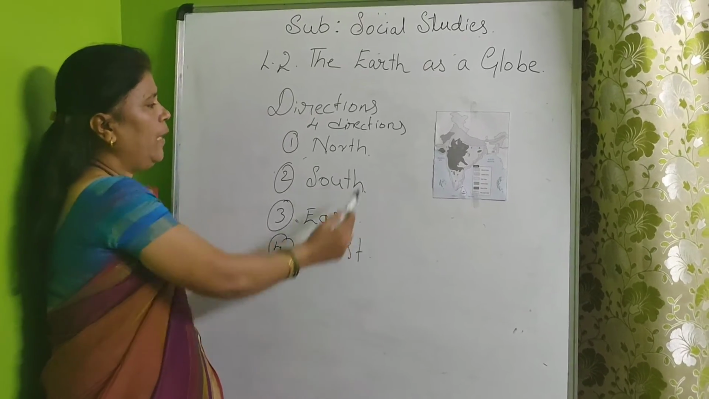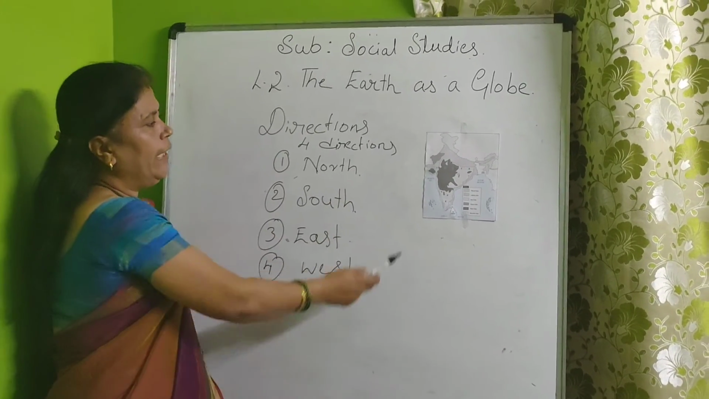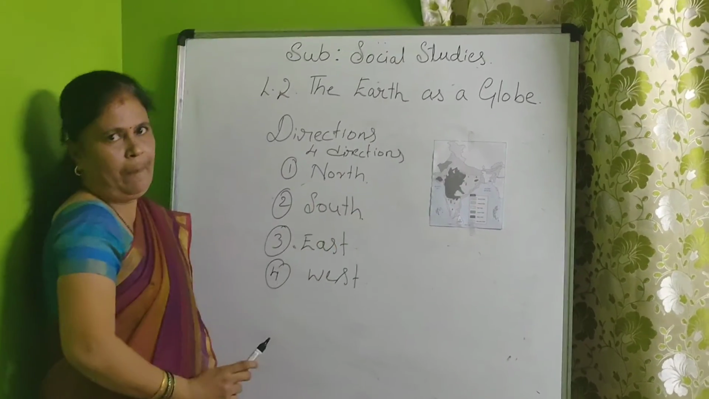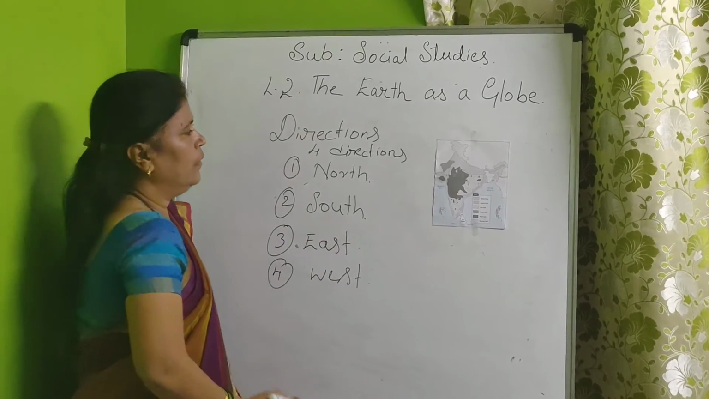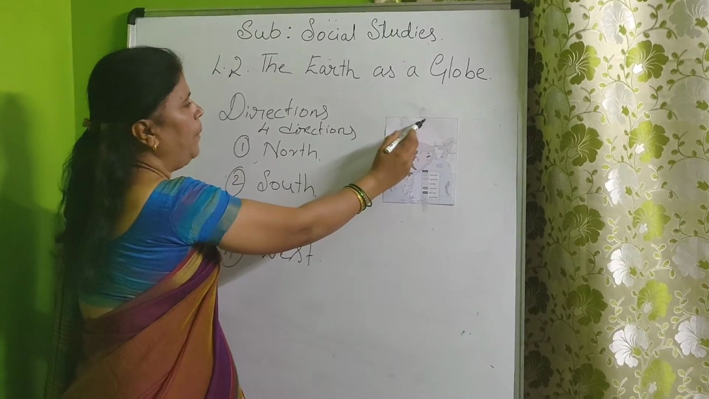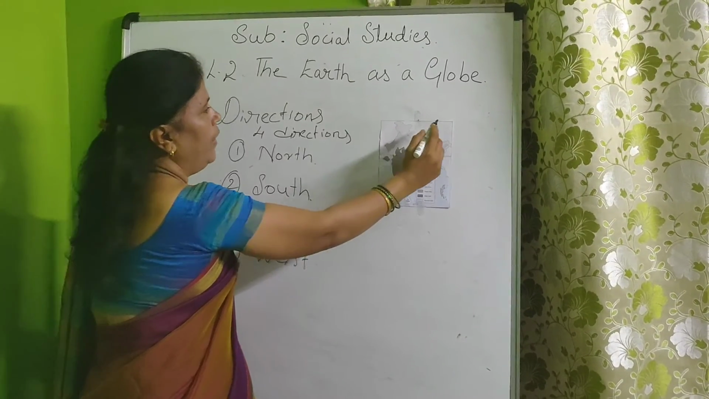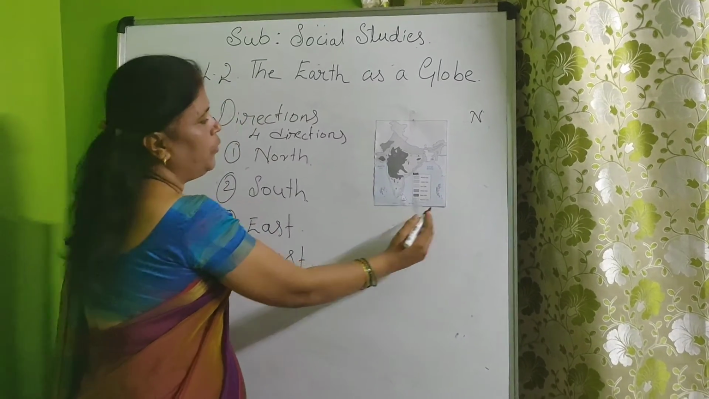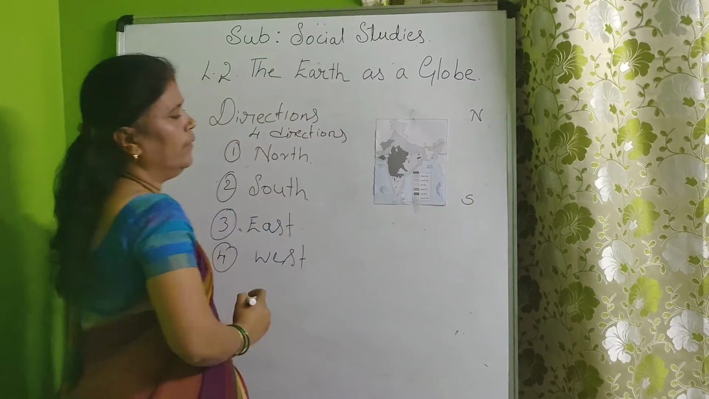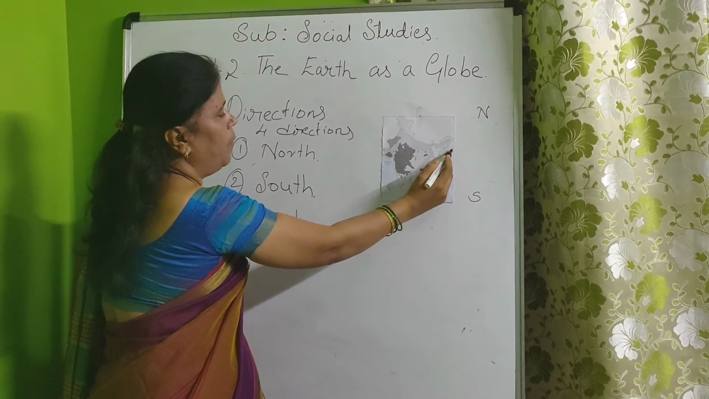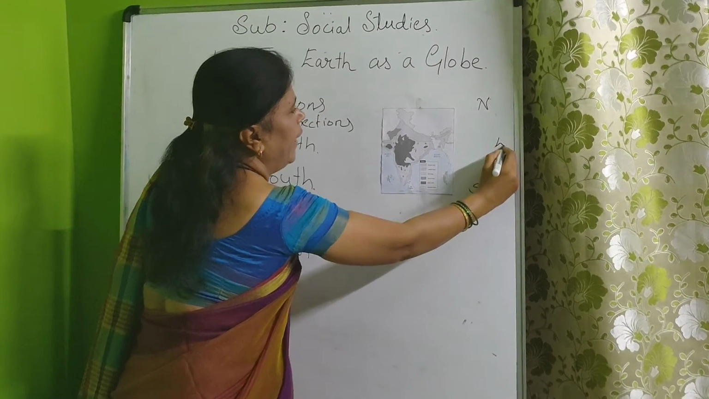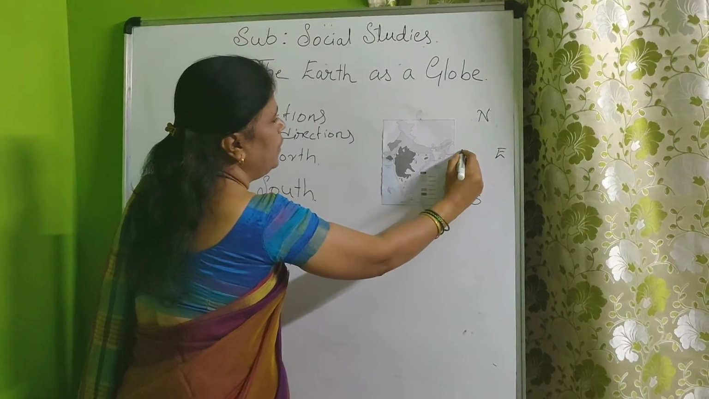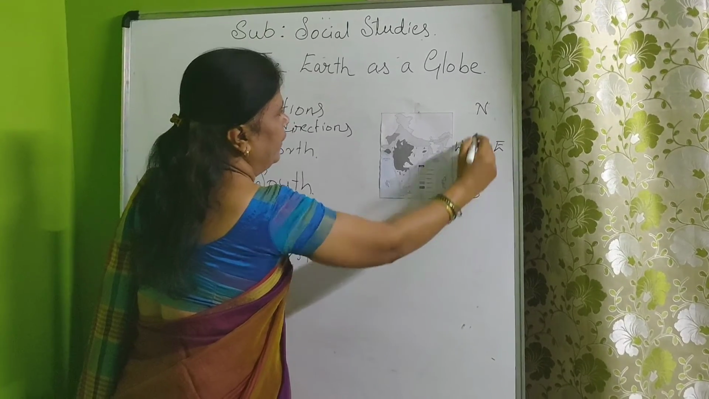With the help of these directions, we can easily find out the places on the map. Look here, children. The upper part of the map always shows north direction and the lower part always shows south direction. And the right hand part always shows east direction and the left hand side part always shows west direction.